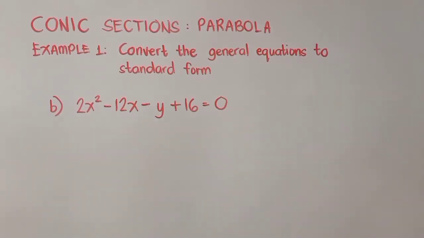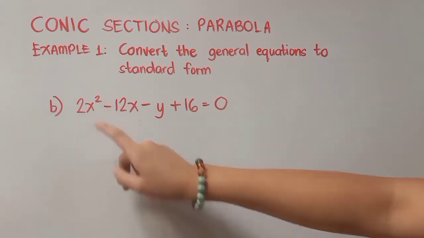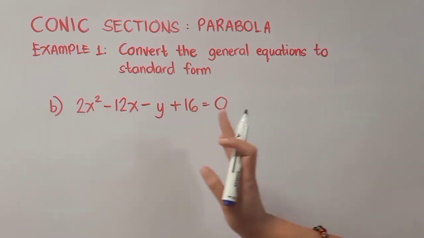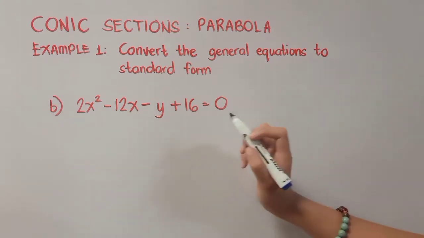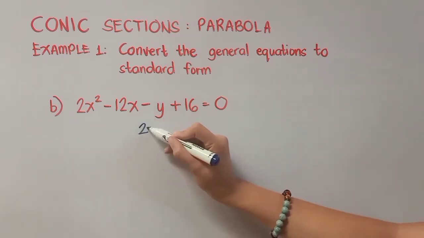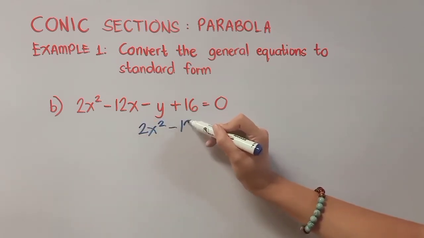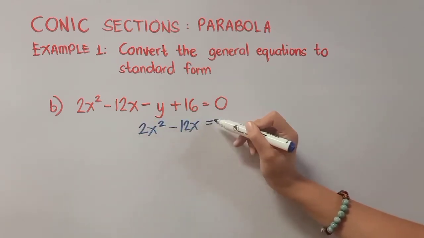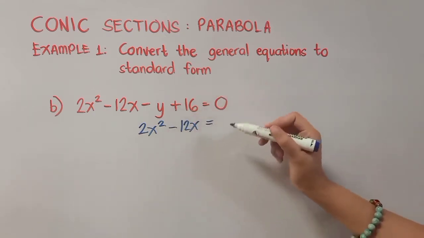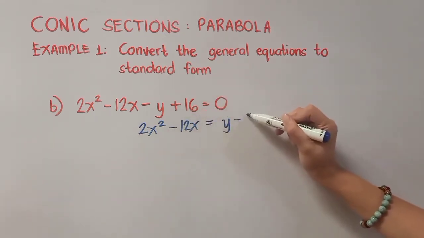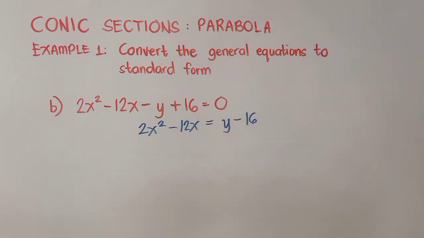We are now in letter B. As you can see, the variable x here contained the exponent 2. That means to say all terms with variable x shall be placed on the left side while the rest on the right side. So we have here 2x squared minus 12x is equal to, from negative y it will become positive y, and then from positive 16 it will become negative 16.